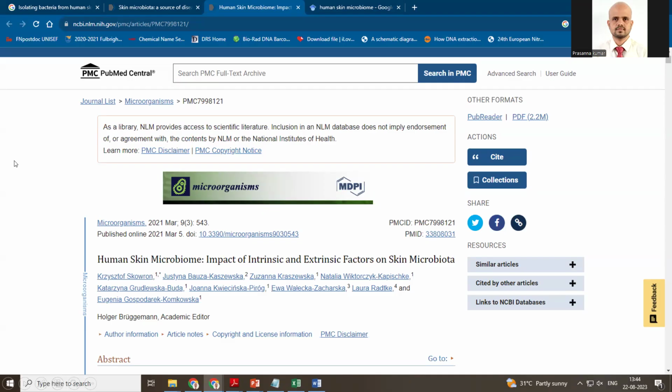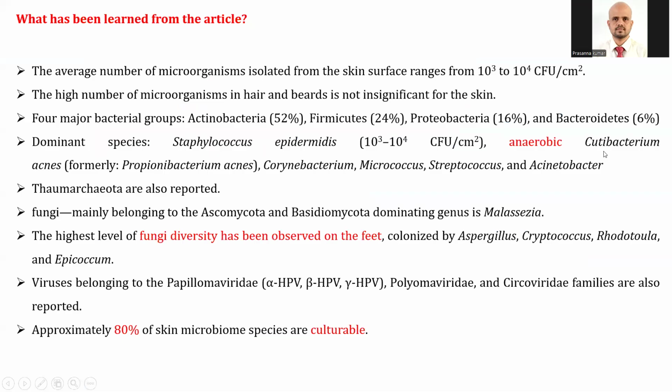So here is a human skin microbiome research paper, and it was published 3 years back. What are the factors that affect the human skin microbiome has been discussed here, and this is the valuable knowledge I gained from reading the paper. I know now that human surfaces may cultivate nearly 10 power 3 to 10 power 4 CFUs per centimeter square of the skin.